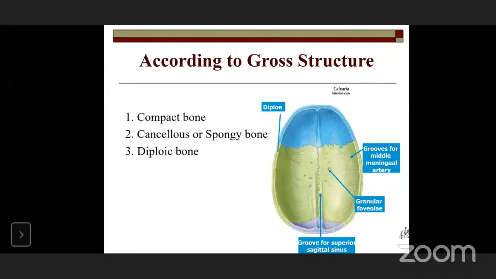And cancellous is the spongy bone. It is soft because the bone cells are loosely arranged, so it is spongy in nature. Diploic bone means externally it is compact, and internally it is also compact. In between the two compact bones, there is a spongy bone present. So it is called a diploic bone.